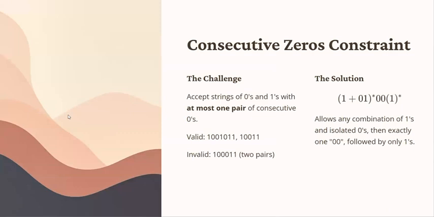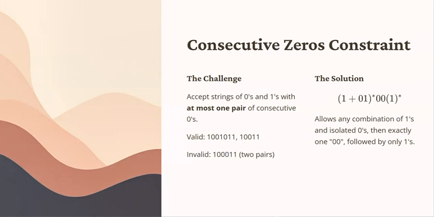Let's look at some of the problems. Here is the first problem. Obtain the regular expression for the language to accept the strings of zeros and ones with at most one pair of consecutive zeros. Here we have valid strings. Here we have at most one pair of consecutive zeros. Here we also have at most one pair of consecutive zeros followed by any number of zeros or a 1. Here we have three consecutive zeros, which is not a valid case.